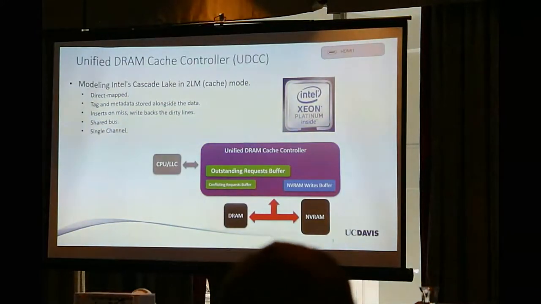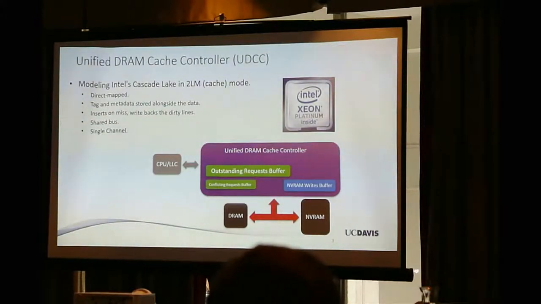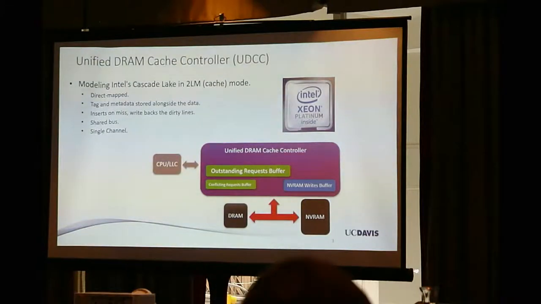Okay, so we called our model a unified DRAM cache controller, briefly UDCC, and it models Intel's Cascade Lake in 2LM or cache mode. In the picture on the bottom, we have our unified DRAM cache controller, which is connected to the CPU or LLC to receive the read or write access requests. And it consists of 3 main buffers. The major one is the outstanding request buffer, where all of the read and write requests are maintained until they are fully processed in the DRAM cache or the NVRAM. It has a conflicting request buffer to make sure that the functionality is kept correct: in case we have conflicting addresses based on the cache line addresses, we serialize them. And it also has an NVRAM write buffer, which takes care of all the write backs of dirty lines upon their eviction. And this unified DRAM cache controller, through a shared bus, is connected to a DRAM interface and an NVRAM interface.